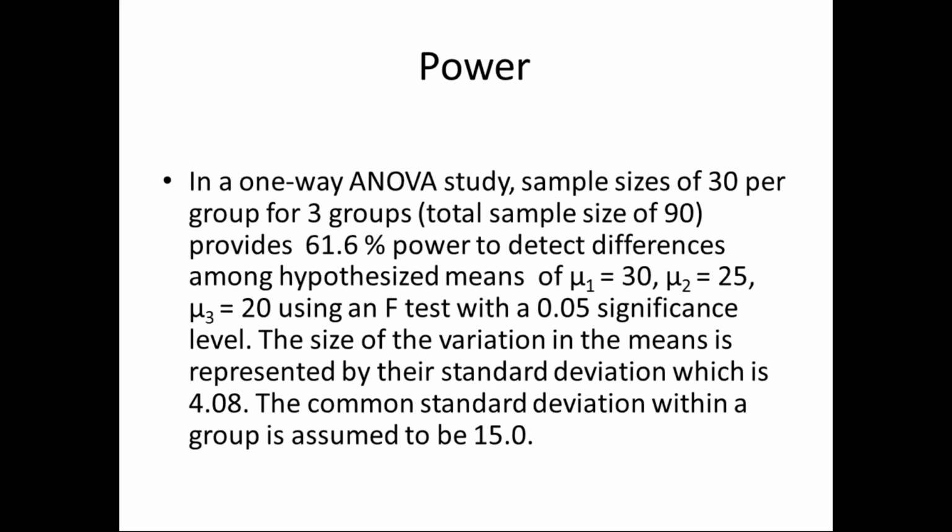And it needs to be replicated using an F test, and there's my alpha. The size of variation in the means is represented by their standard deviation, which is 4.08. If you calculated the variance among those 3 numbers, you come up with 4.08. And then I tell them the common standard deviation within a group is assumed to be 15. If I give them all that information, they can get back to 61.6. Otherwise, they're not going to get there. My biggest fear is getting a comment from study section that states we could not replicate what the statistician stated. That's a bad thing. Okay?